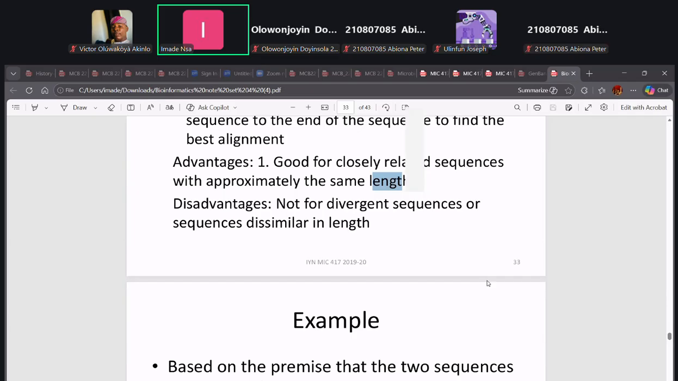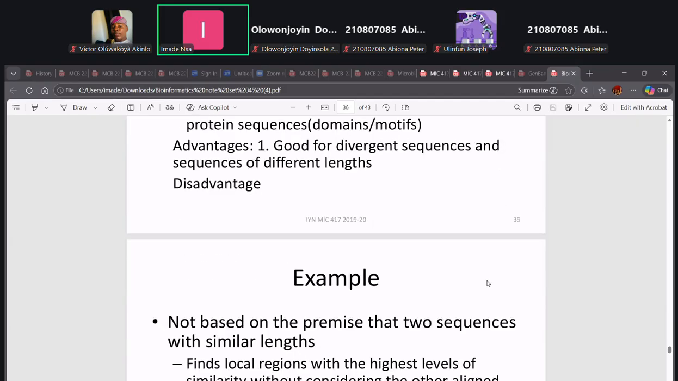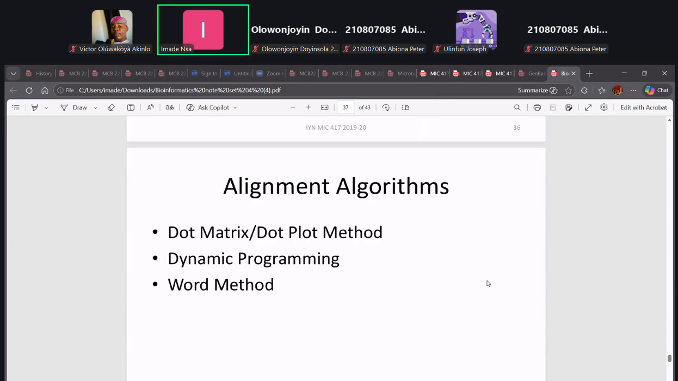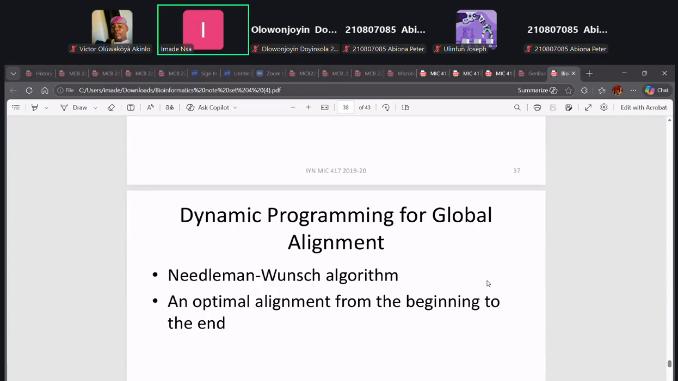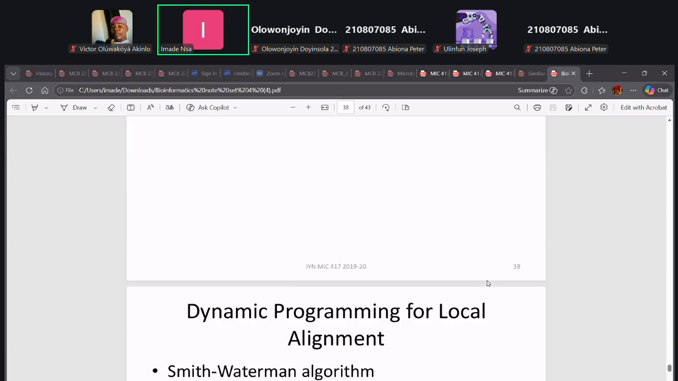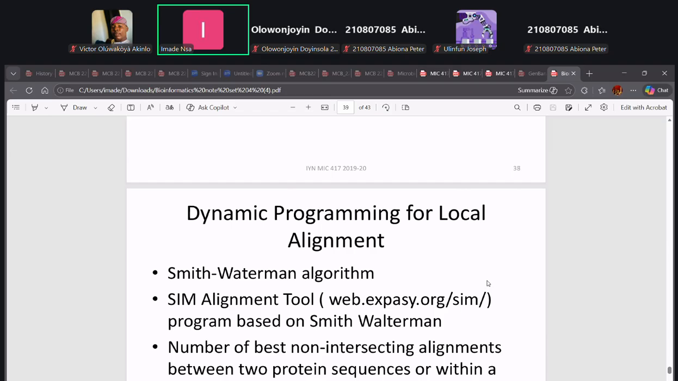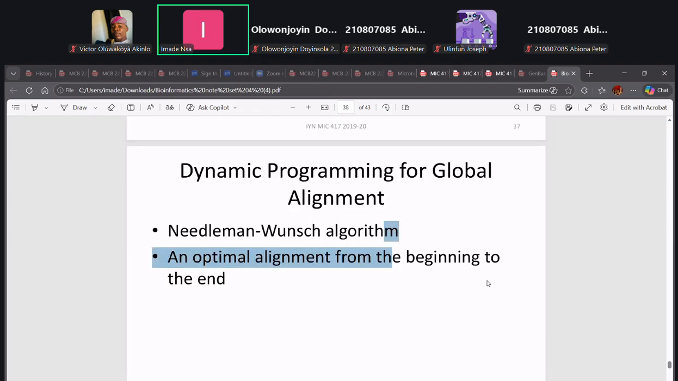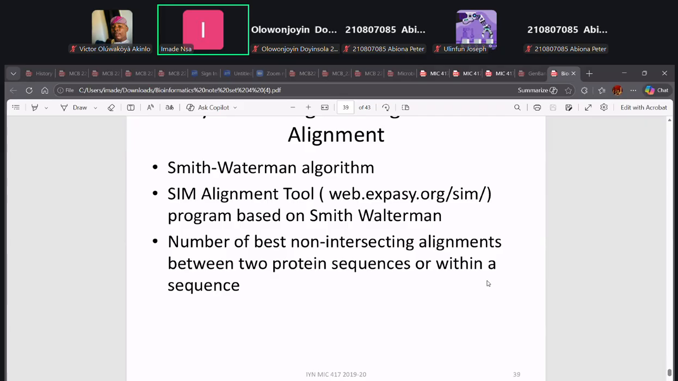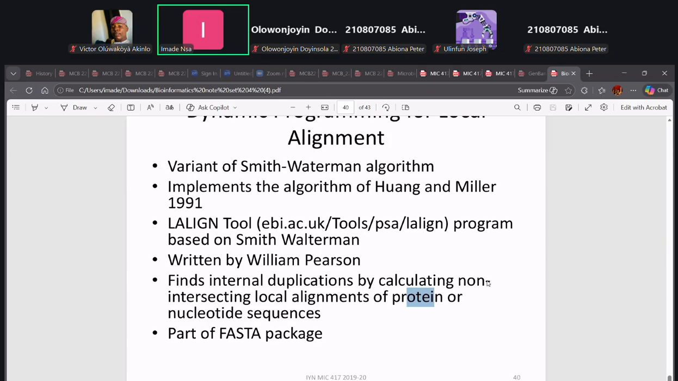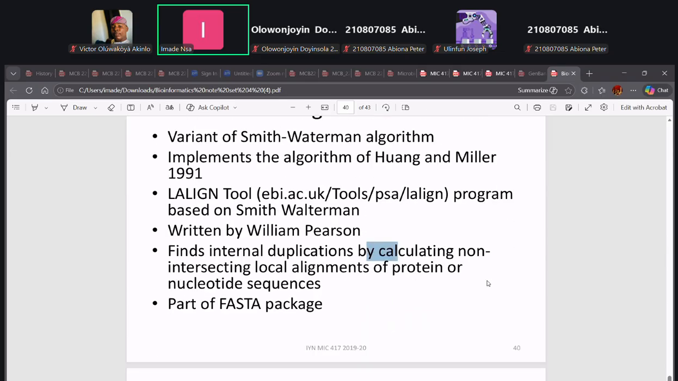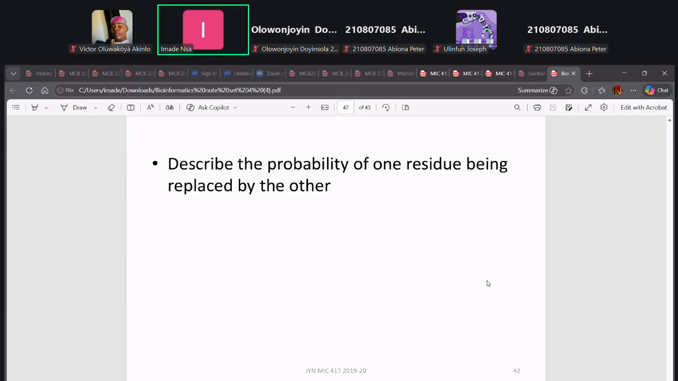Let's make progress. This is some bioinformatics about alignment algorithms. There's a dot plot method. There's dynamic programming. I want you to remember this name, Needleman-Wunsch algorithm. Then the Smith-Waterman, that's the one for dynamic programming as well. And just some simple examples. You don't need to know all of this, but this is important so that you understand. This is important because it's related with your FASTA format.